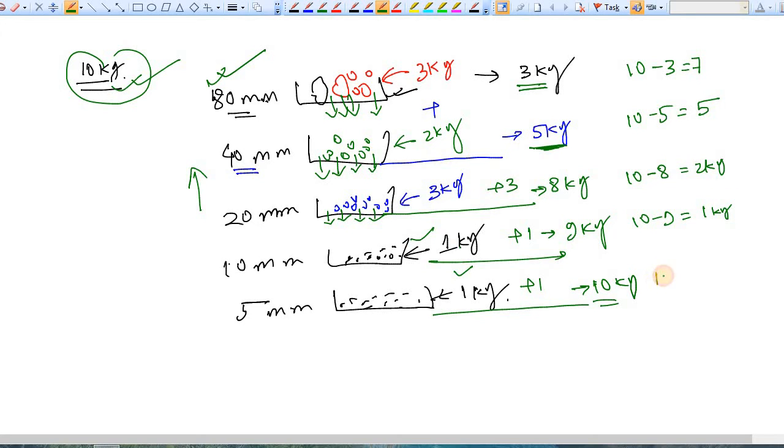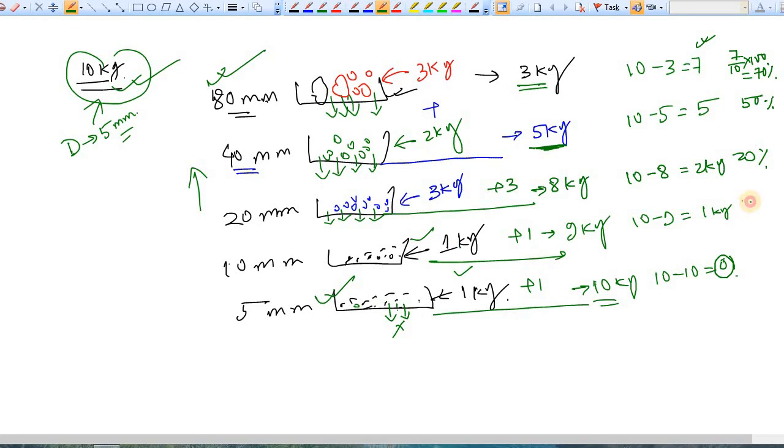And here also 10 minus 10 is equal to 0, because this is the last sieve after which there is no particle. Let's say in this system the least particle diameter is 5 mm, so there is no particle remaining which will pass through this. That's why the passing is 0. If we express this value in percentage, we get 7 by 10 times 100, so 70%. Here this is 50%, here this is 20%, here this is 10%, and here this is 0%.